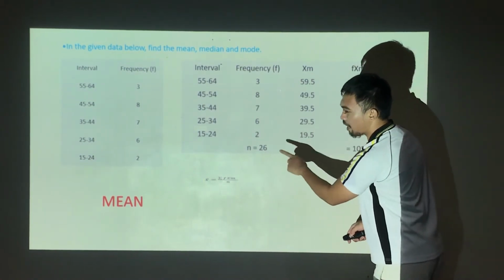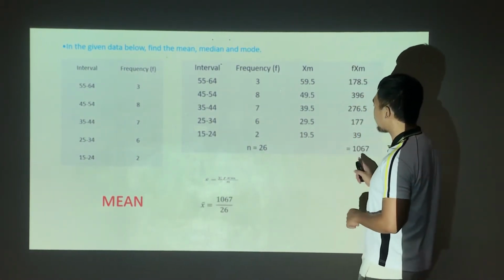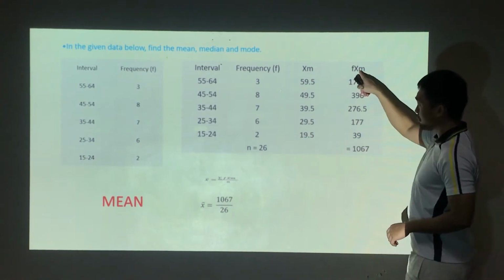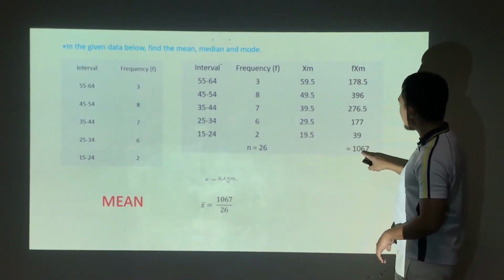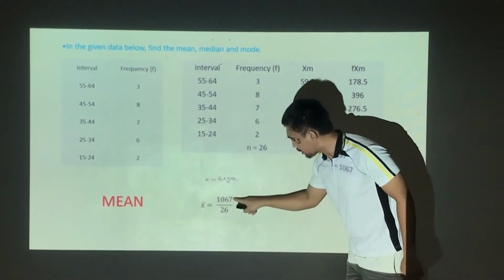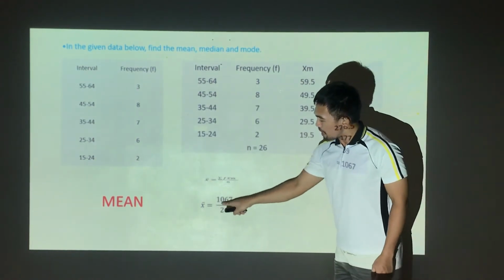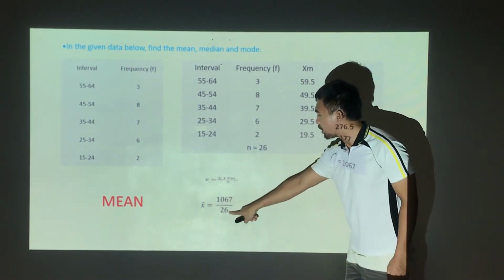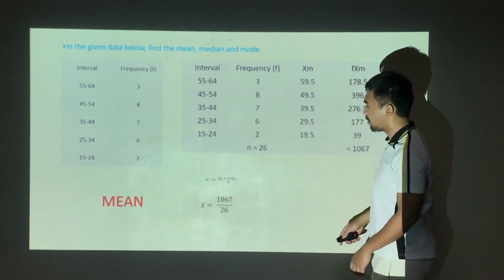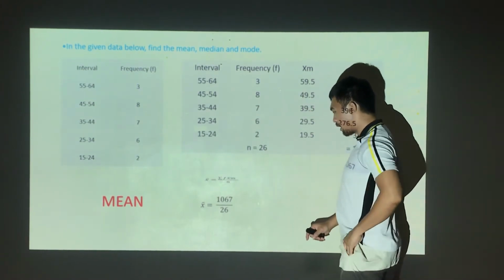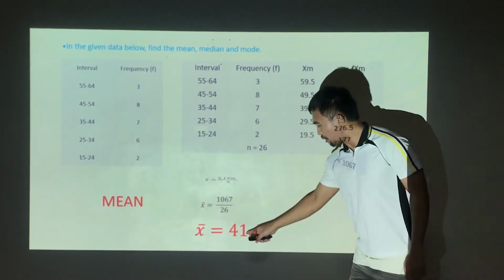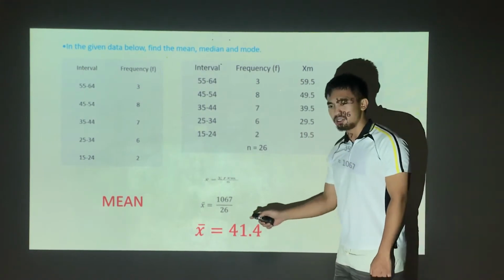With that formula, we will substitute our given data. What is the sum of our frequency times the class mark? That is 1067. We put it in our formula, so mean is equal to 1067 over 26, which is the total number of our frequency, and you can see it here, 26. If you put it in the calculator, that gives us a mean equal to 41.4. That is how you solve for the mean.